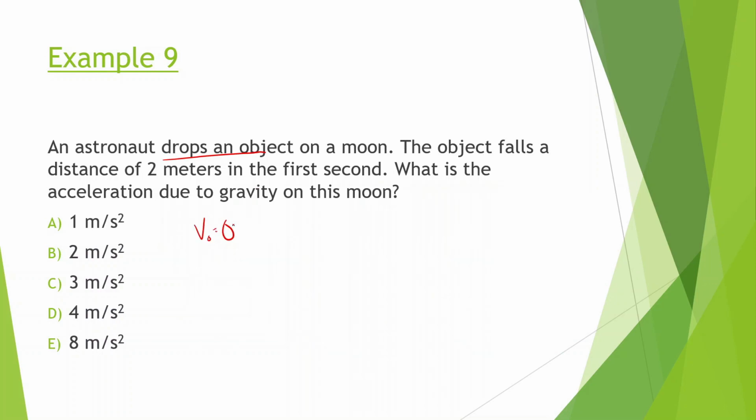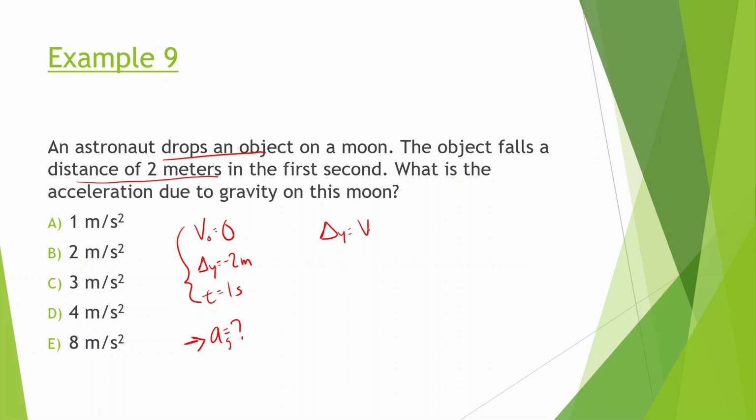Okay, initial velocity is 0. The object falls a distance of 2 meters. Okay, that means the displacement is negative 2 meters in the first second. So in 1 second, it falls 2 meters. What is the acceleration due to gravity on this moon? So what is the acceleration of gravity? Again, we have 3 pieces of information and the one we are looking for. And let's figure this out.